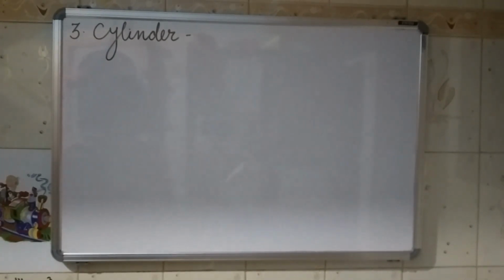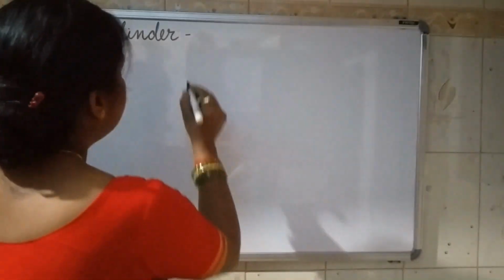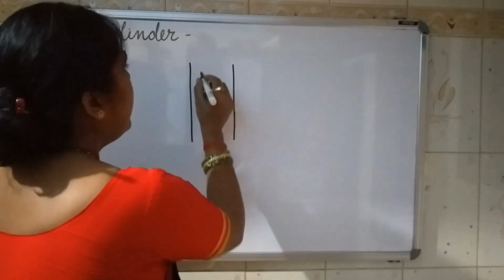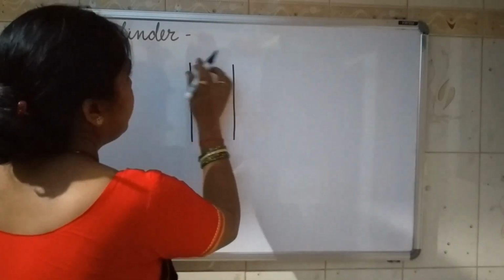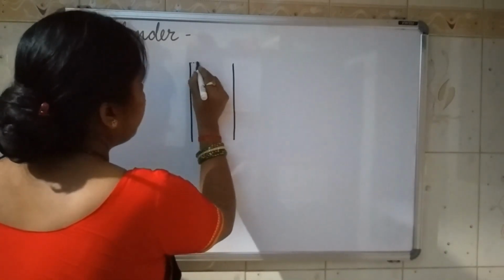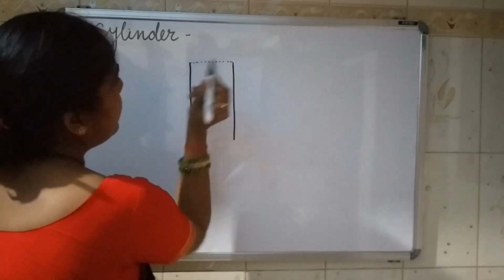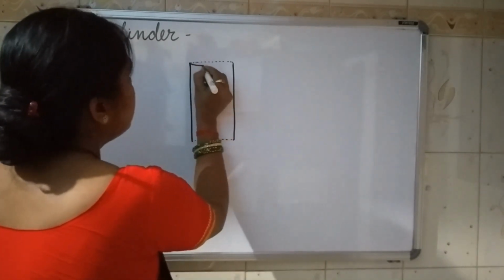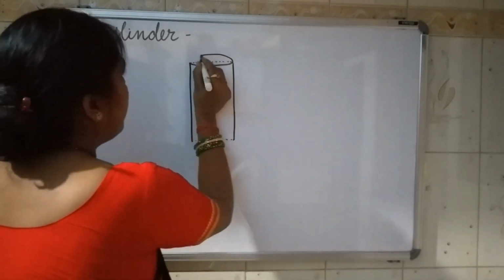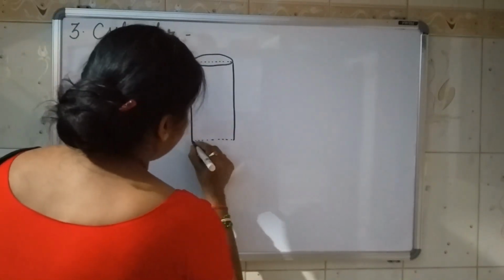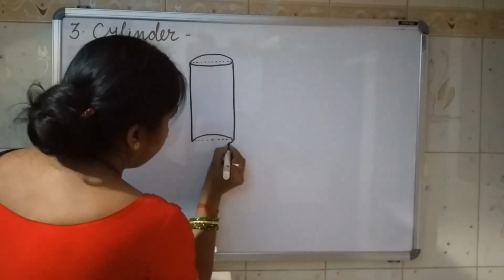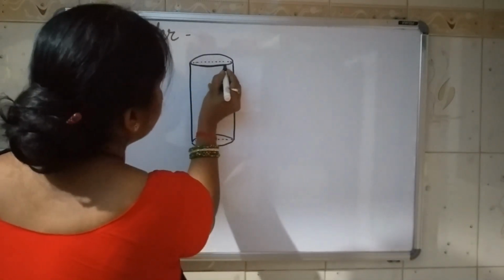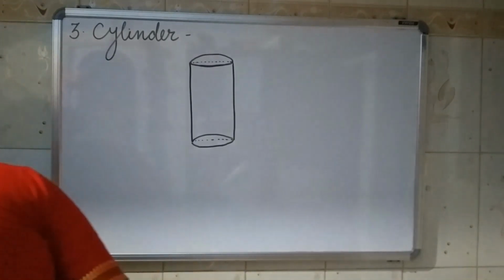Now we are switching to the cylinder. How to draw the cylinder? First we will draw a rectangle. Okay, this is a rectangle. This will be by the dotted line. And then you have to draw the circles. Okay, this is a cylinder. You have to color it with different colors.